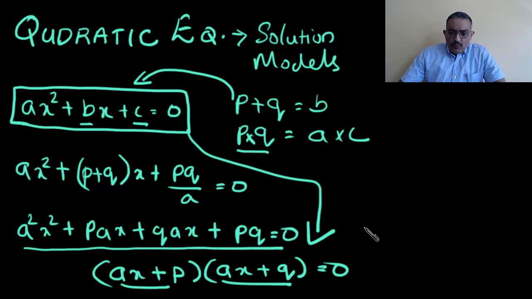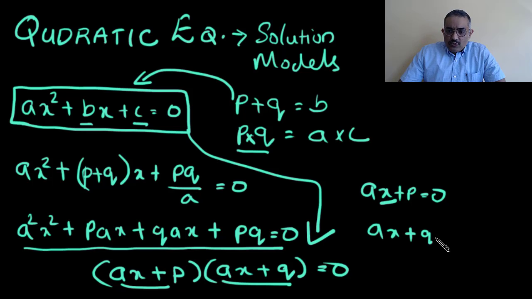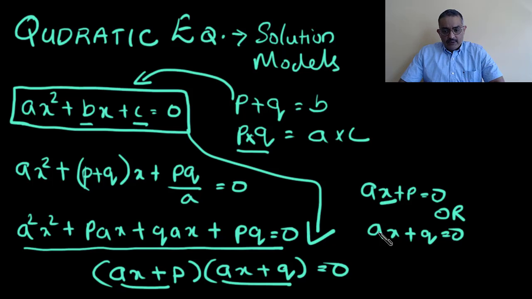So this is a multiplication, so either of them could be equal to 0 and the entire term would be 0. So you can say ax plus p equal to 0 and you get one value of x, and ax plus q equal to 0 and we will get another value of x. So you are going to get two values of x as root or solution of this original equation.